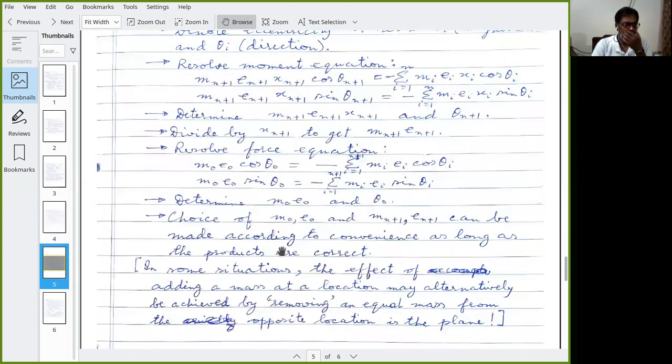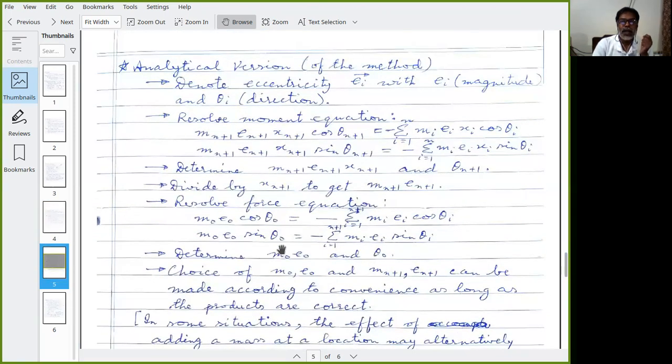We can do it either by calculation or by scale. So the method is the same. You can execute that method through calculations or by drawing. So let us see the calculation version. So denote the eccentricity with its magnitude and its direction in the transverse plane. Then in that frame, you resolve the moment equation first.